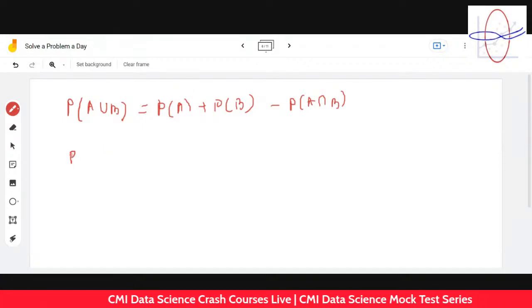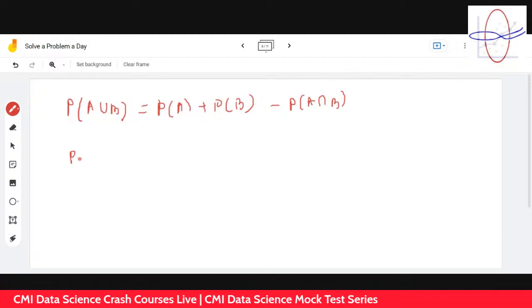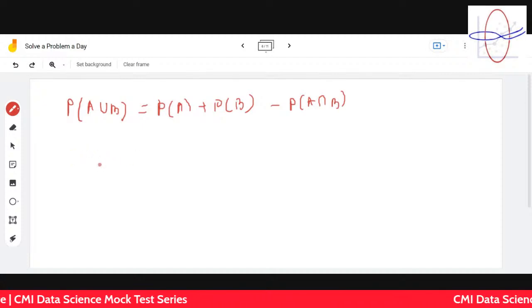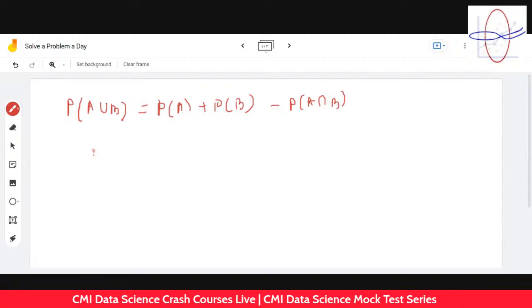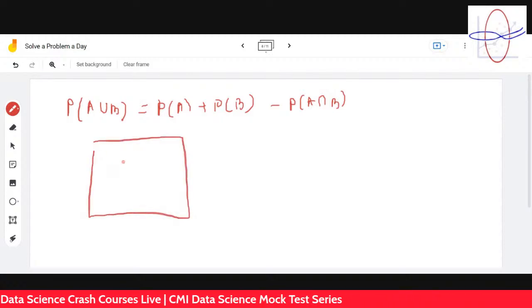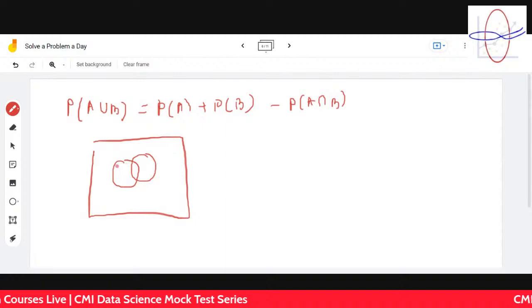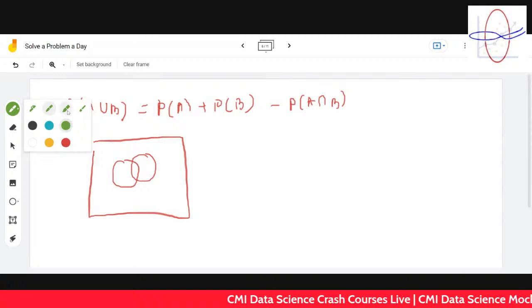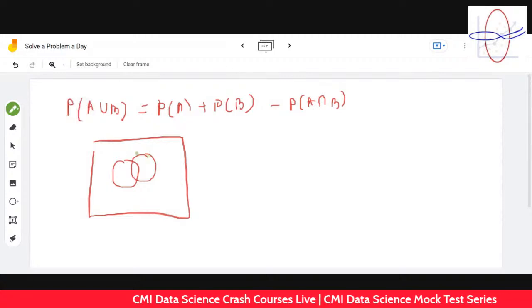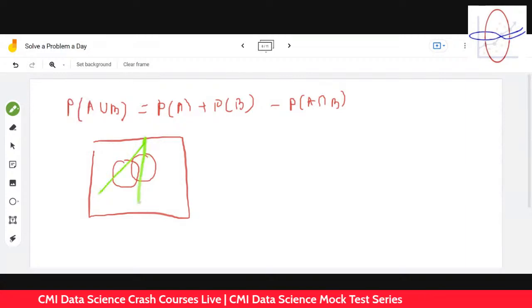We can understand that if this result is true, then what we do is intersect each one of them with another event C. So you're restricting. What this means is that if there are two events, A union B is equal to A plus B minus A intersection B, then you intersect with C.